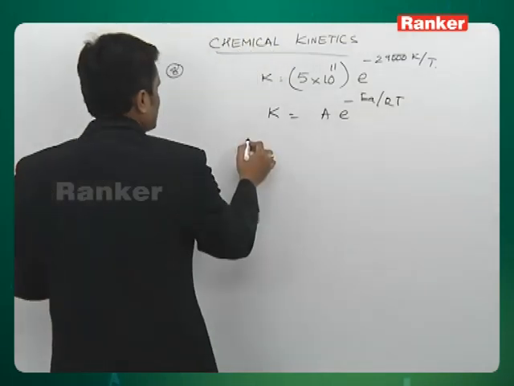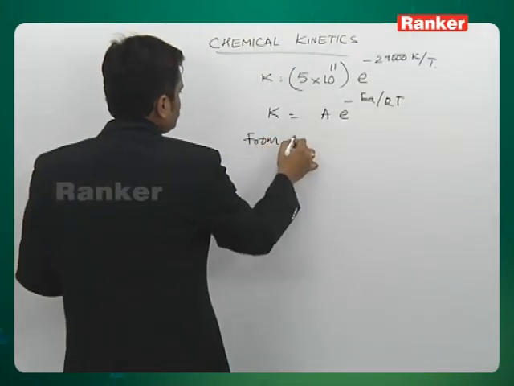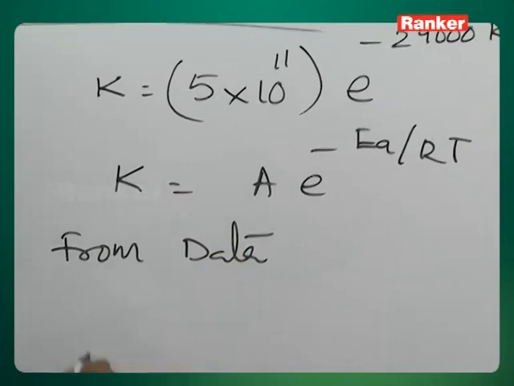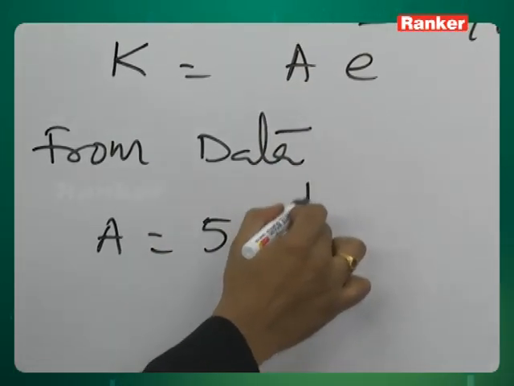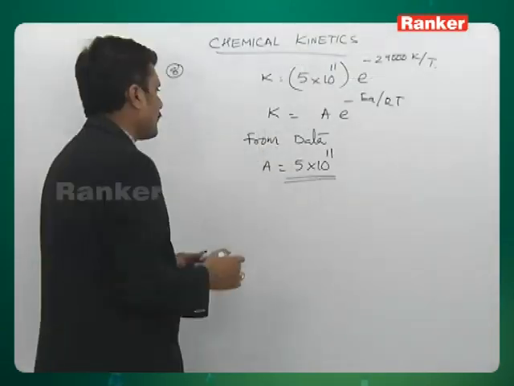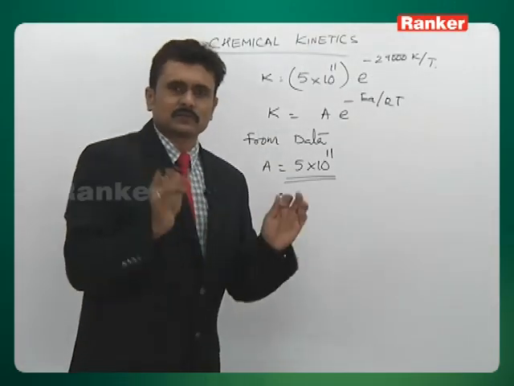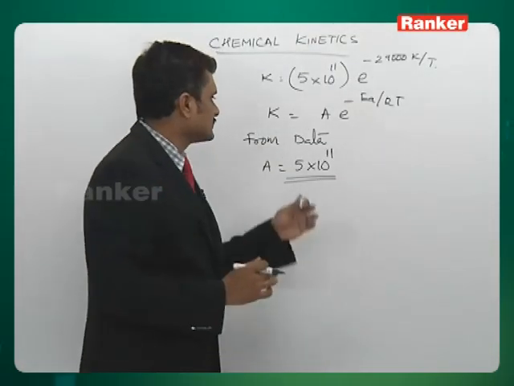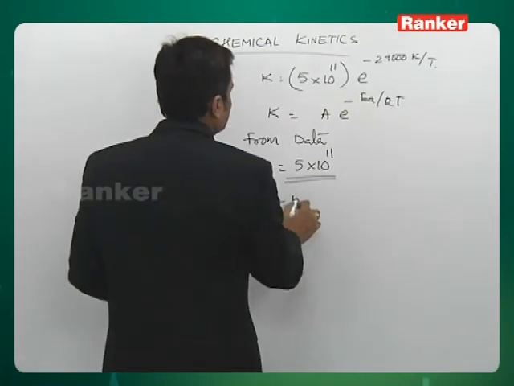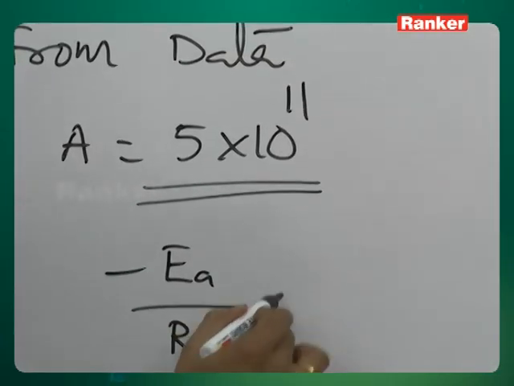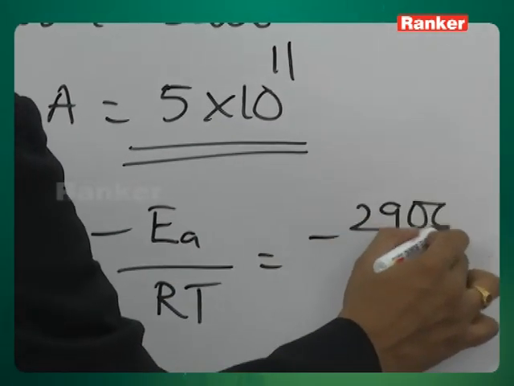You can see from the data, it's clearly indicative that A is this many collisions taking place in 1 second per unit volume, which is nothing but the definition of this A. And when you map these two, you know that minus EA by RT is equal to minus 29,000 K by T.